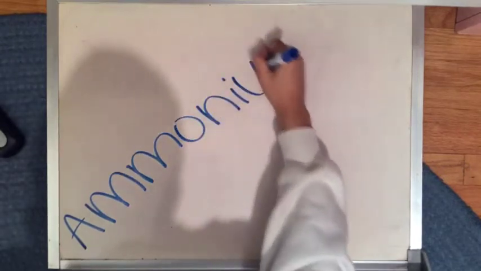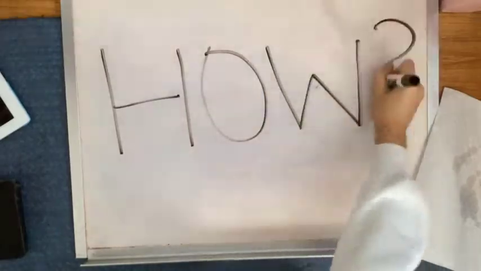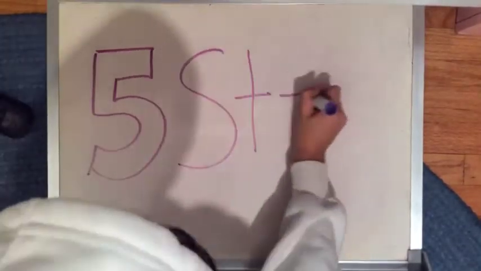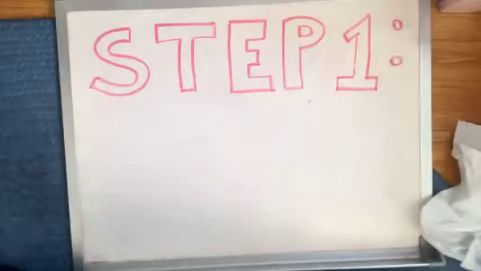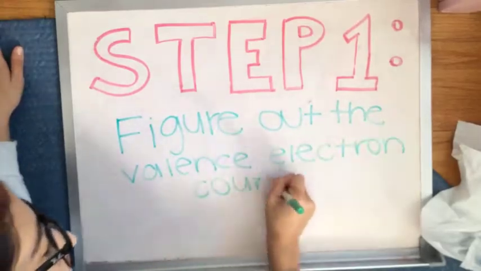This is also known as an ammonium ion. How do we do this? By following the same 5 steps we went over earlier. The first step, as you may remember, is to figure out the valence electrons.